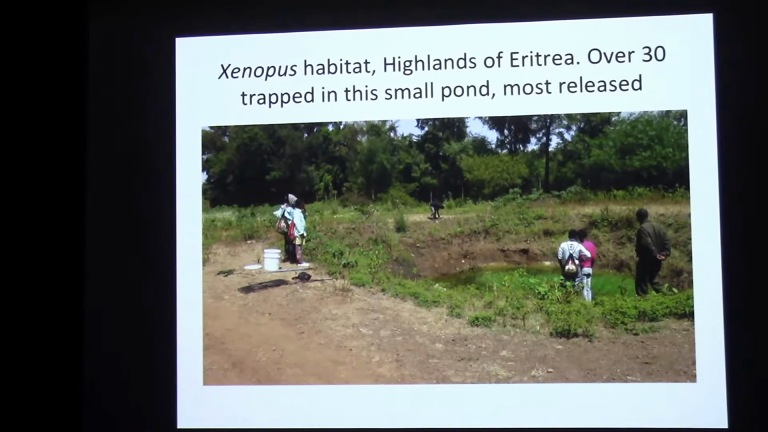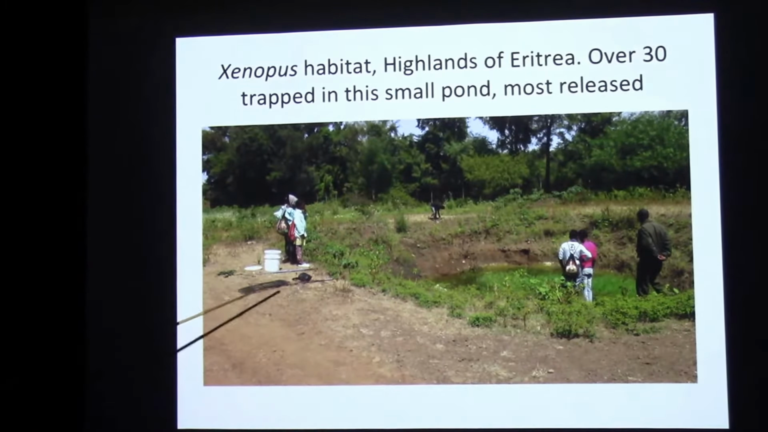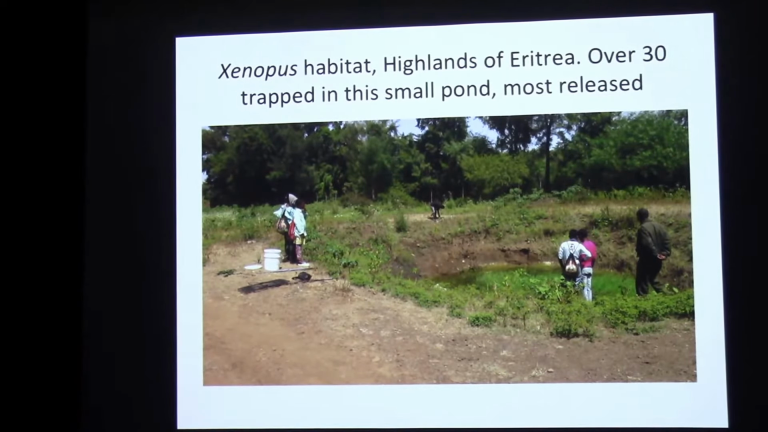This is now taken in the dry season, and you can see I brought a standard MVZ white bucket, and these are folding turtle traps. They're actually fish traps, but they work amazingly well for Xenopus if you bait them with a hanging can of sardines with holes punched in it.